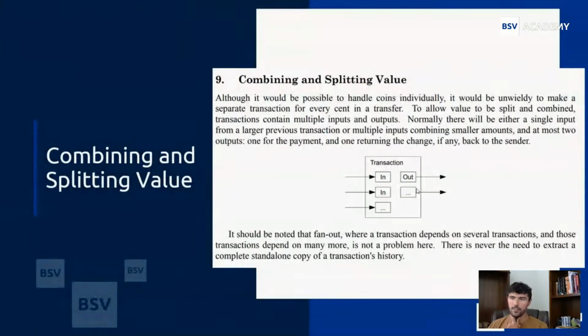And the other part of the white paper that's definitely relevant to us is section 9, where it talks about combining and splitting value. Basically, it could be possible that we want to handle all 21 million coins, whatever Satoshis, individually, but it would be very hard for us to do that. So the way that we handle this instead is every transaction can have multiple inputs and multiple outputs. As far as I know, there probably is a limit, but there's no theoretical limit as to the number of inputs and outputs that can exist in one transaction. And generally, as a standard of practice, every transaction will include at least 2 outputs, one for the payment and then one as a change output back to the sender.